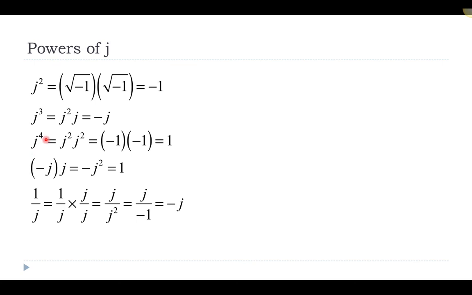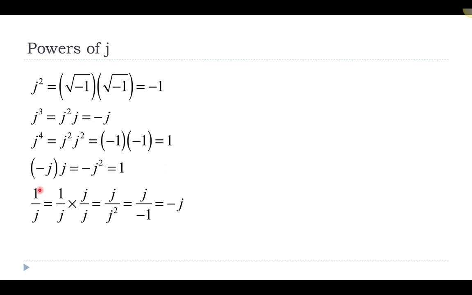If you have j raised to the 4th power, that's a j squared times a j squared. Each of the j squareds are minus 1. Minus 1 times minus 1 is a 1 again. And that pattern starts to repeat itself. So if you had j to the 5th, it would be a positive j, and then it just kind of starts repeating this pattern again. If you have a negative j times a j, that's a negative j squared. J squared is negative 1, so that becomes a positive 1. Of course, that's just like saying you put a minus sign in front of this, so it's the same thing.